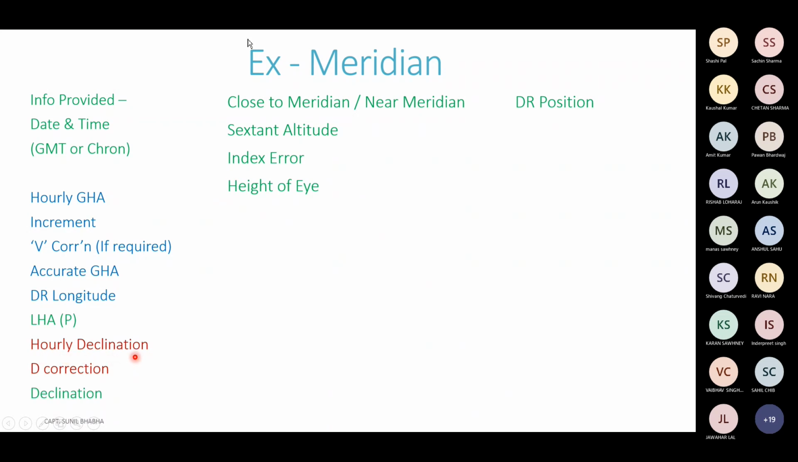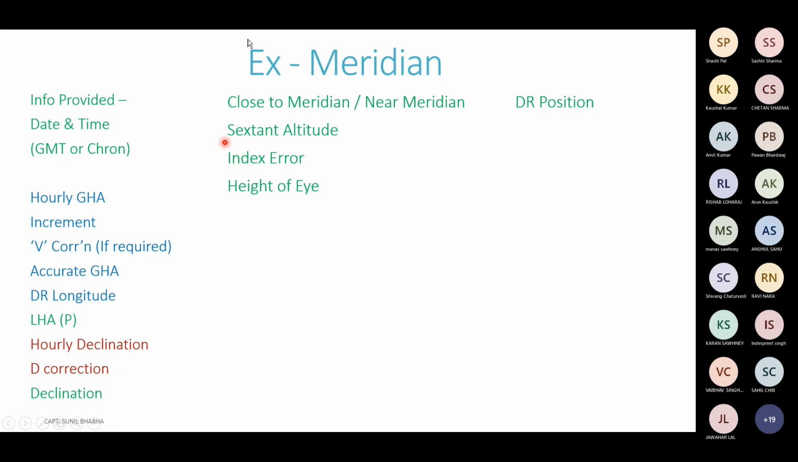Now we obtain the hourly declination from the day page. We get the value of hourly d correction. We check its increment from the increment table, apply it, and that gives us the correct declination, the accurate declination of the body. So this is the first step.